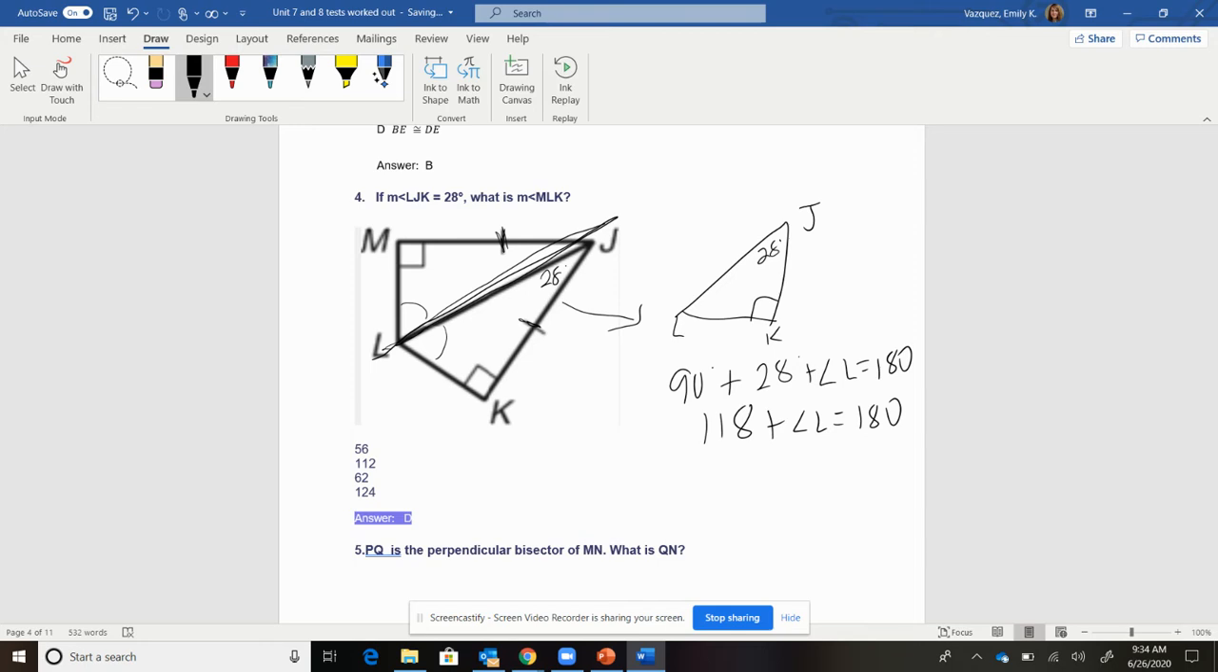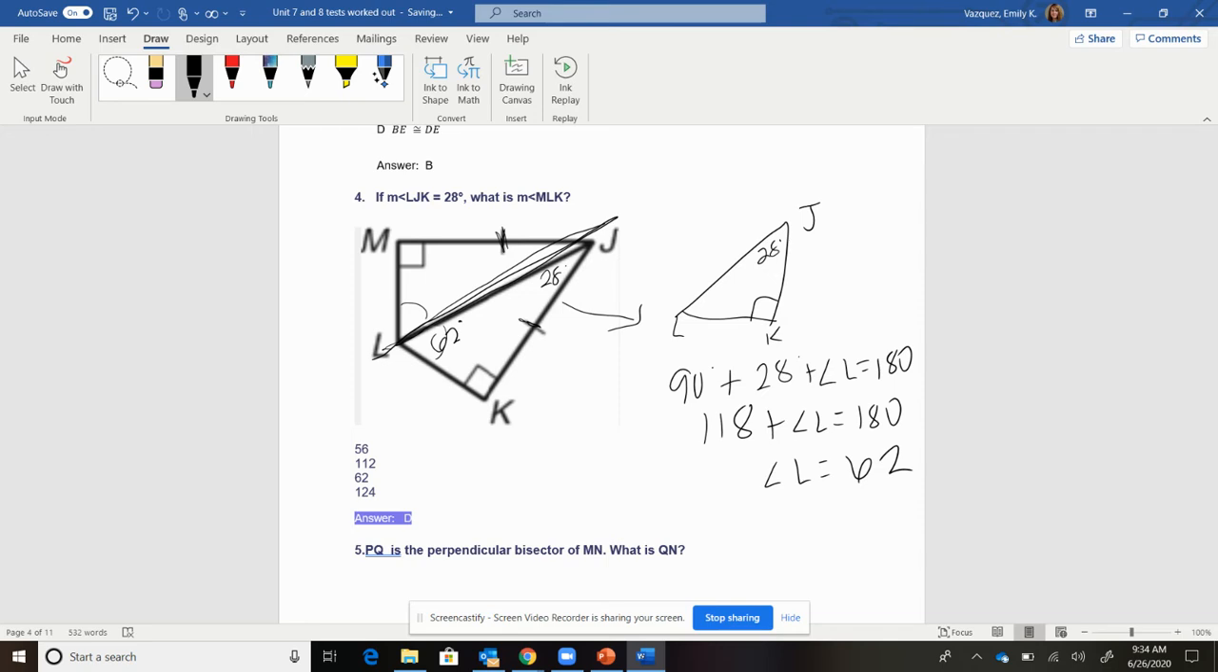I feel like this was very similar to a question we did together. So angle L is going to be 62. So I'm going to fill it in on my drawing. I'm going to go back and I'm going to reread the question. And it says, find the measurement of MLK. So if you pick 62, you didn't reread it.